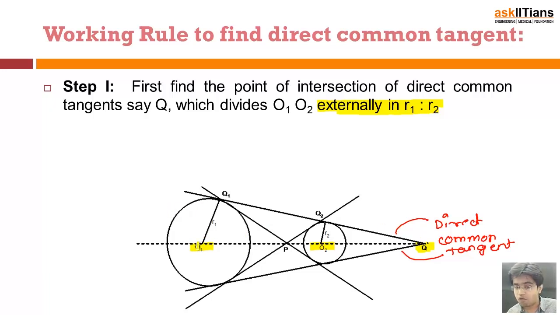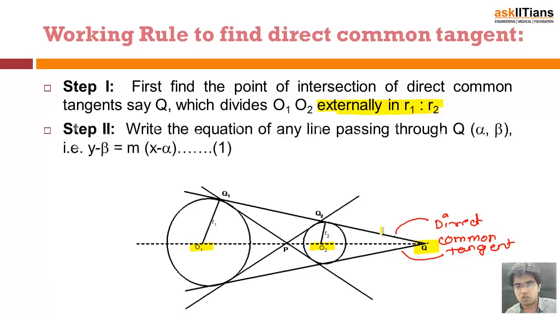So if you know O1, if you know O2 and you know the radii, you can find this point Q by the section formula. We know the ratios as well, so we know this point. Now this point is the intersection of both the direct common tangents. So we have one point which lies on both the tangents. Now we only want to know the slope. How can we find the slope?